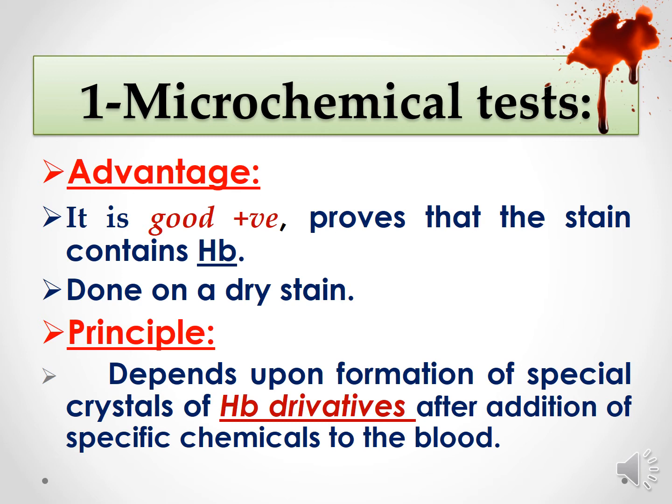Advantage: it is good positive, proving that the stain contains hemoglobin. Number 2, done on dry stain. Confirmatory tests are good positive as their principle depends on the presence of hemoglobin. Hemoglobin is present only in blood. So the confirmatory tests are good positive, proving the stain is blood. Number 2, in advantages, done on a dry stain.